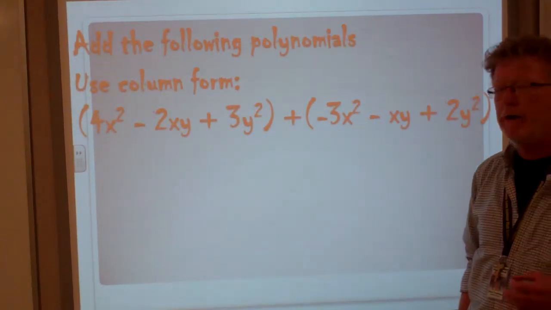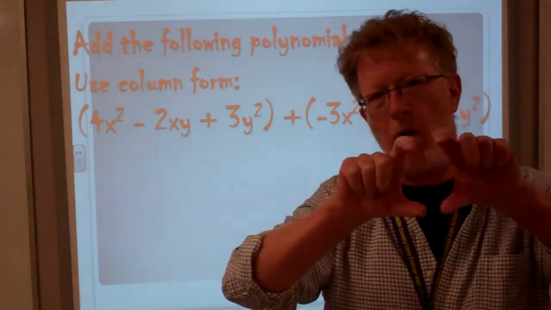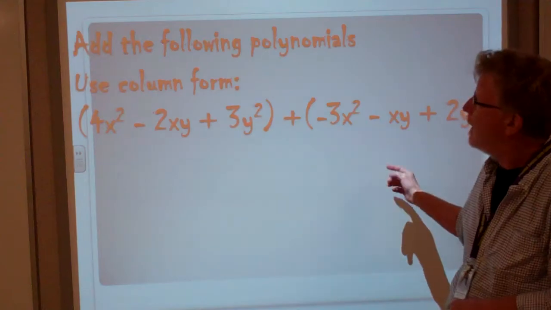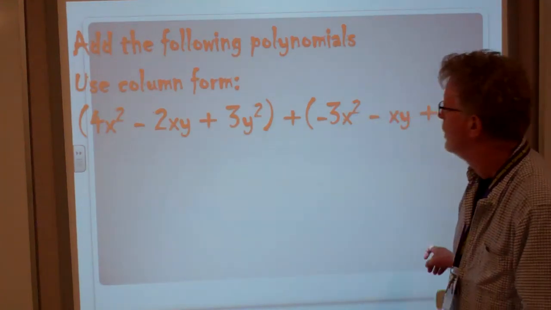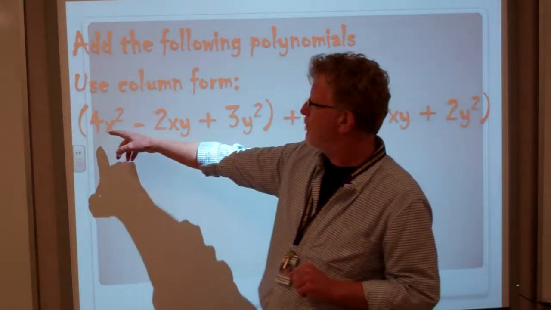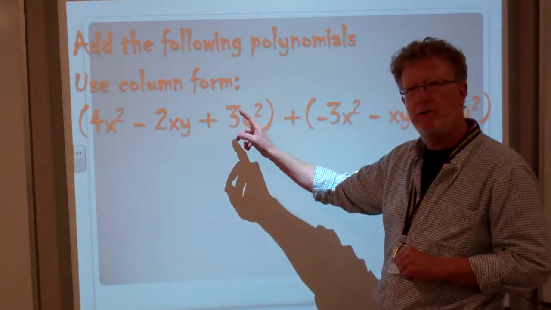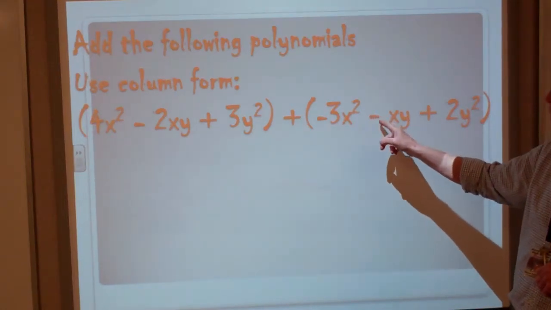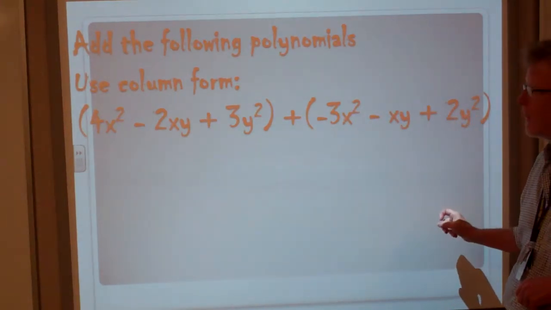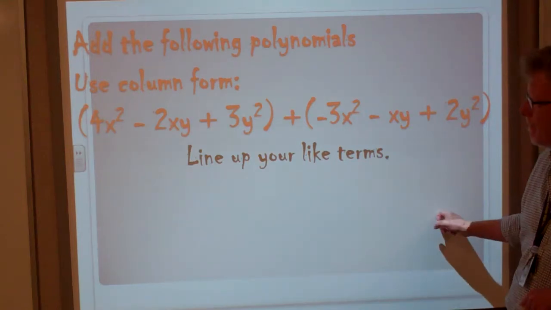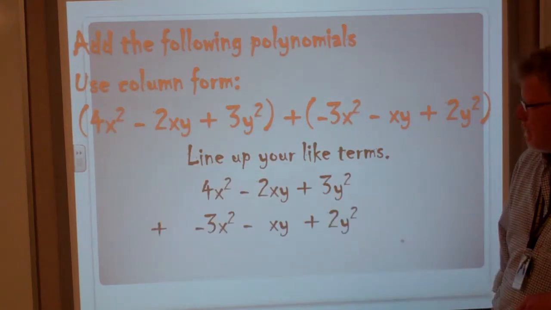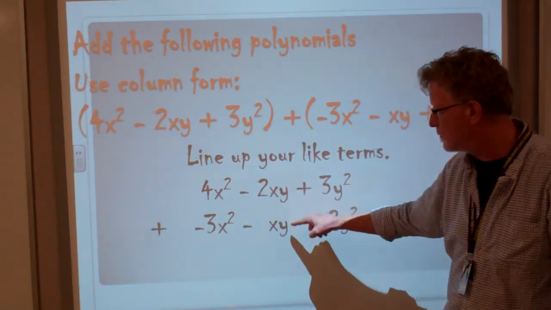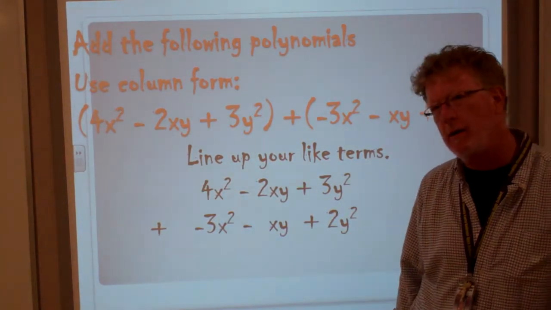Now we're going to use a different technique. Rather than running them horizontal and combining like terms, now we're going to go vertical, and we're going to use column format. So we've got this problem. We're going to take 4x squared minus 2xy plus 3y squared, and we're going to add to that the polynomial negative 3x squared minus xy plus 2y squared. We're going to line them up so we get them one right over the other, just like this, in columns. You notice the x squareds, the xy's, and the y squareds are all in columns.